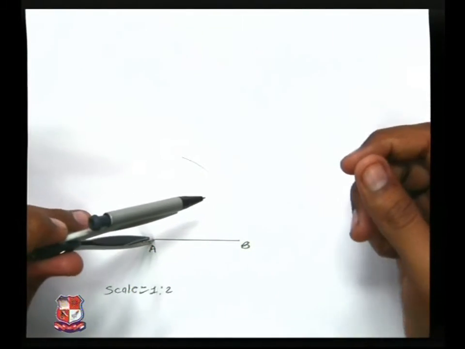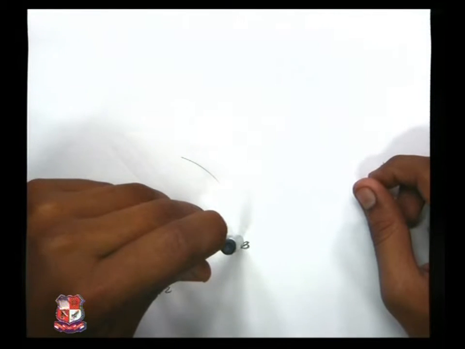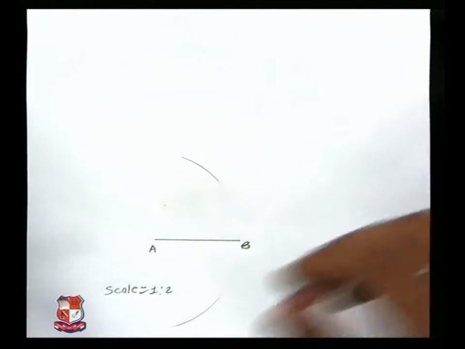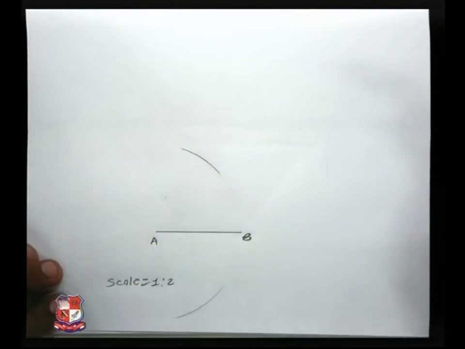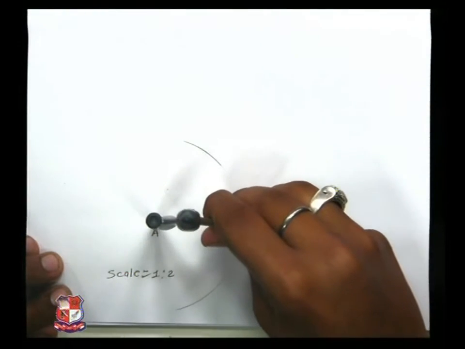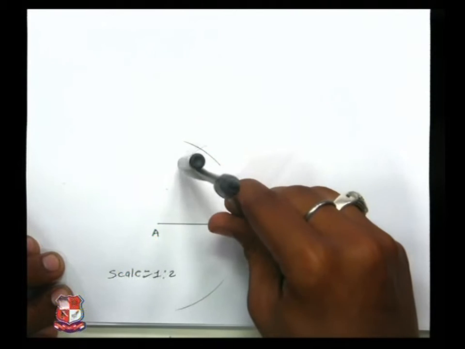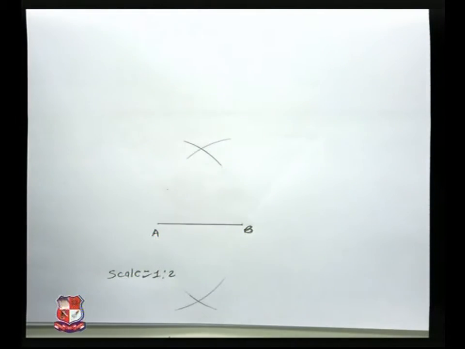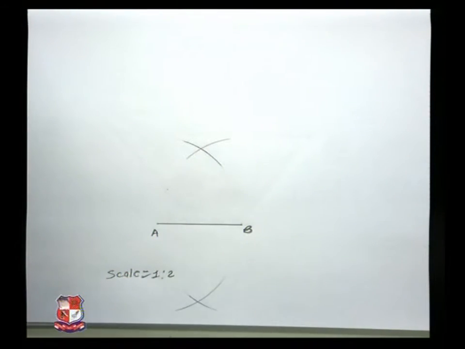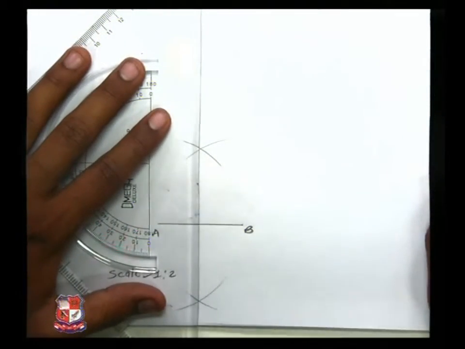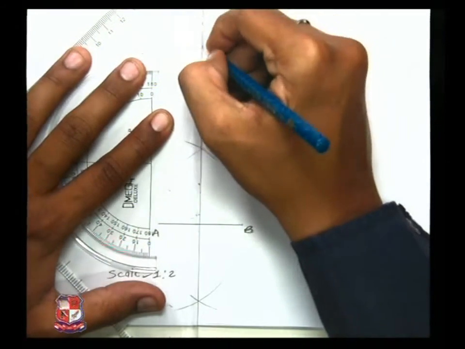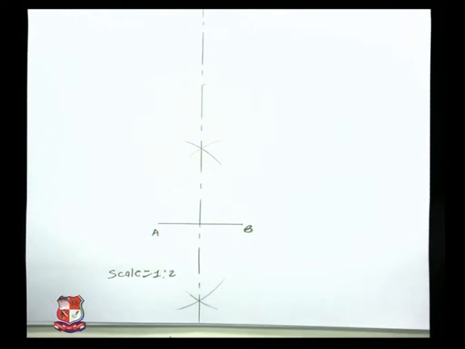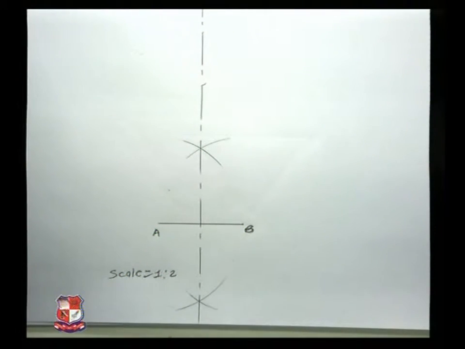How can we take the bisector? Take A as center, AB as radius, draw an arc on the upper side and an arc on the lower side. Clear? Take B as center, AB as radius, draw an intersecting arc on the upper side and an intersecting arc on the lower side. Very simple. Join both intersecting arcs with a center line.